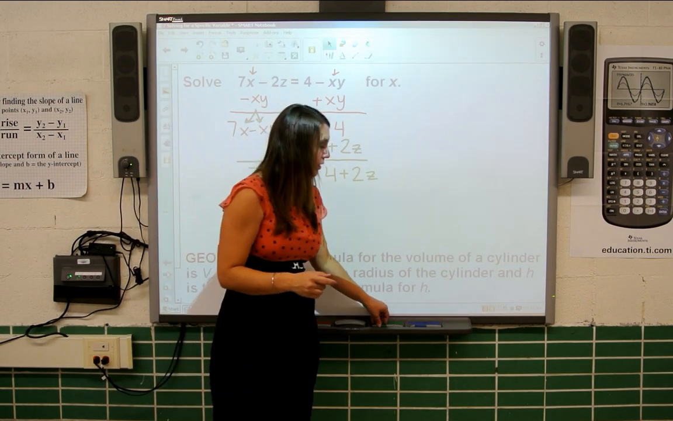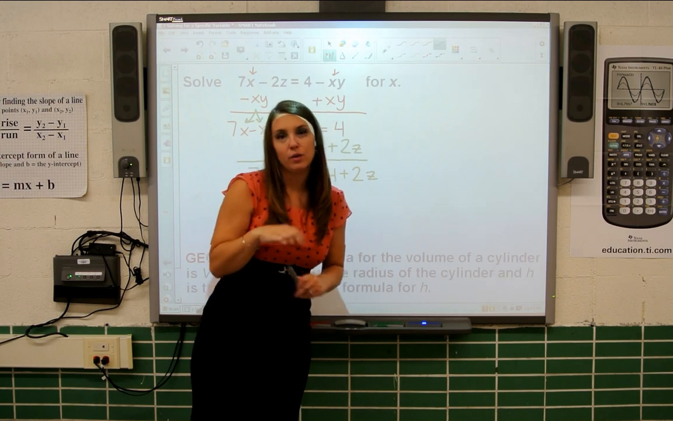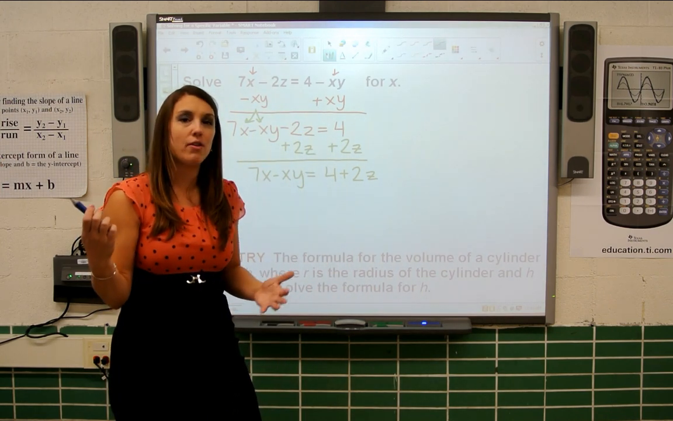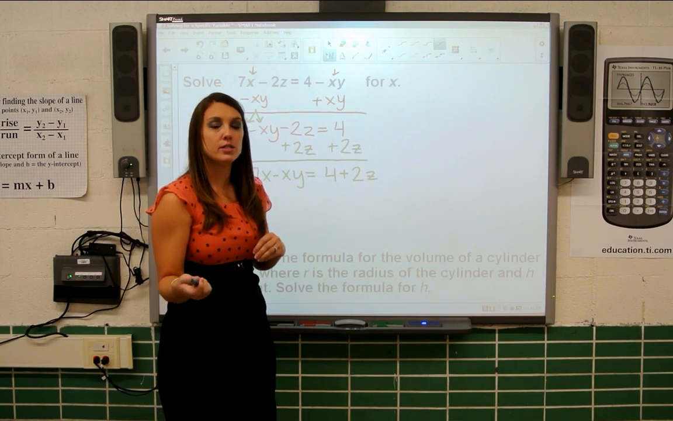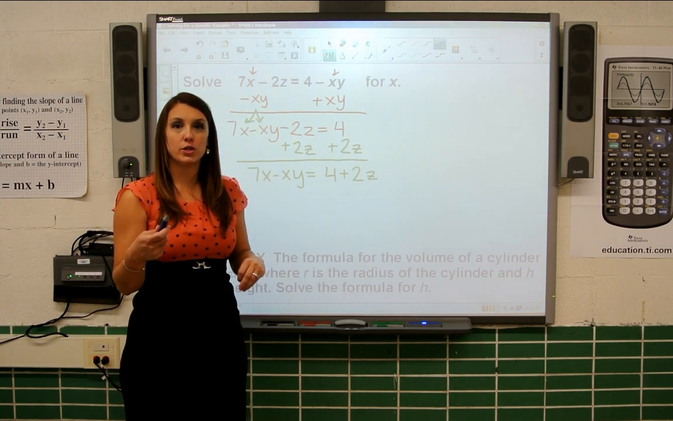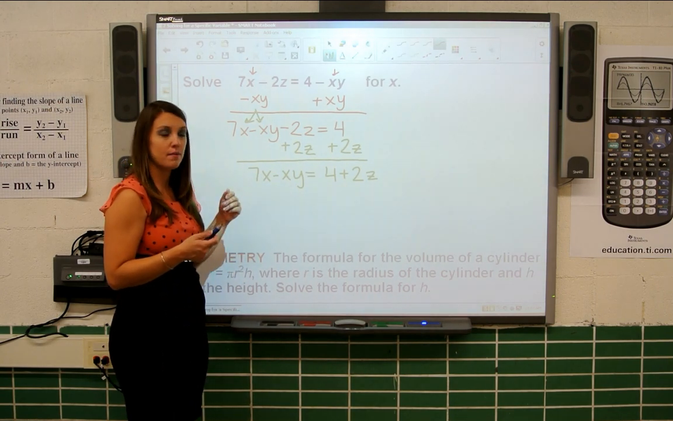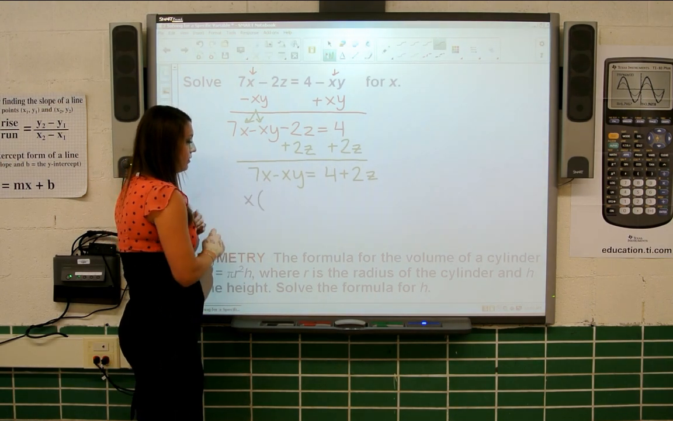Alright, this is where it gets a little bit tricky. We've got to factor out one of those x's. We have two x's. We can't solve for a single x if we have two. So what we need to do is pull an x out of both of those terms. We've got to factor out a greatest common factor. So our greatest common factor is x. We factor an x out.